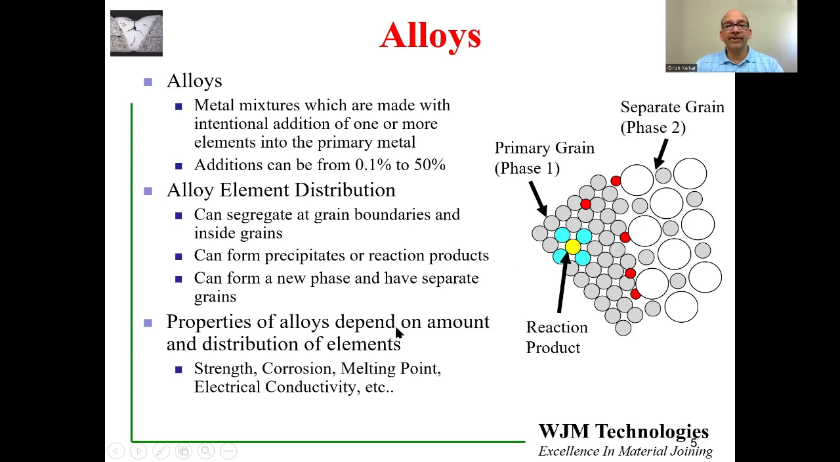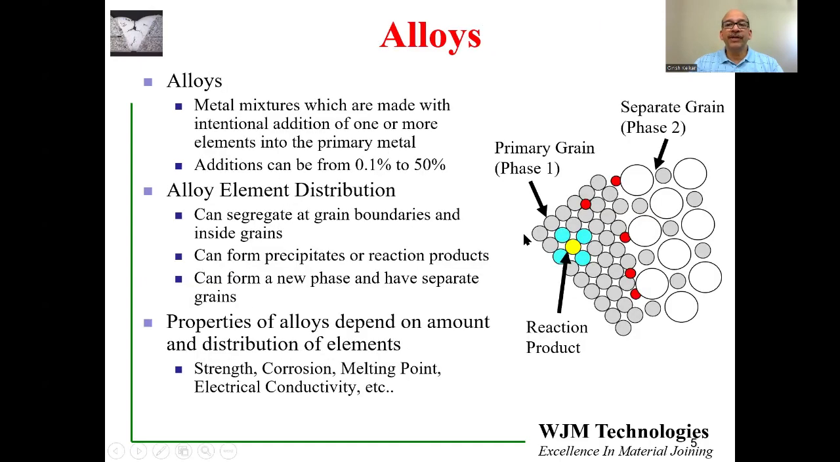So properties of these alloys depend on the amount and distribution of these elements. So what is the property of the alloy? That depends on how much is the alloying element, where it is located, and on cooling, how does it form its own phases, or is it distributed at the grain boundaries, or is it part of the reaction products? So all of that decides the properties of that particular alloy. And that is something you will need to know if you want to go dig that deep.